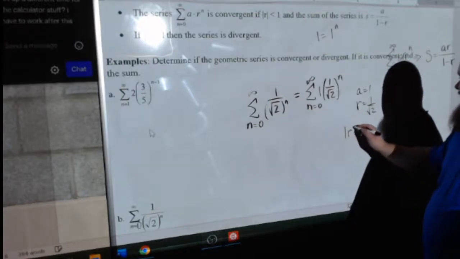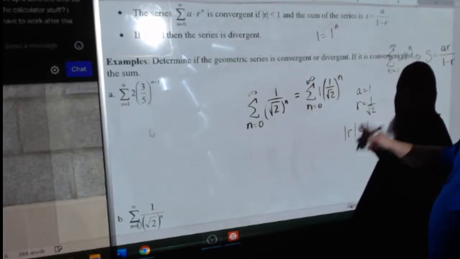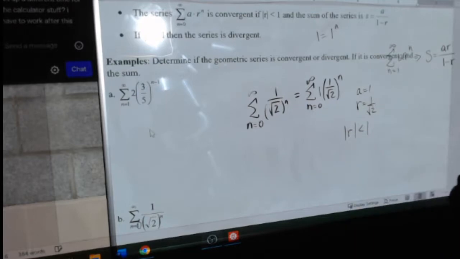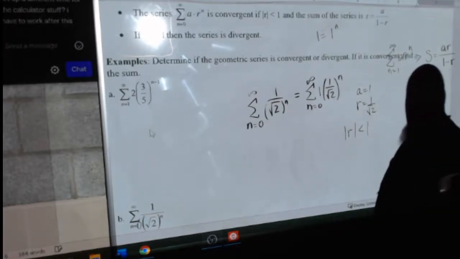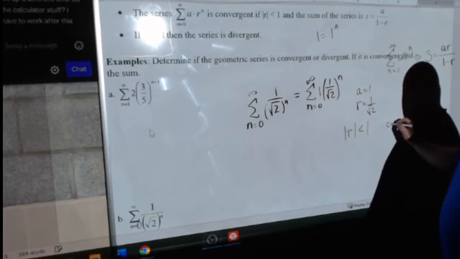I need to find out if it converges. So is the absolute value of 1 over square root of 2 less than 1? Square root of 2 is 1.4, so 1 divided by that is going to give you something smaller than 1. So yes, it converges.